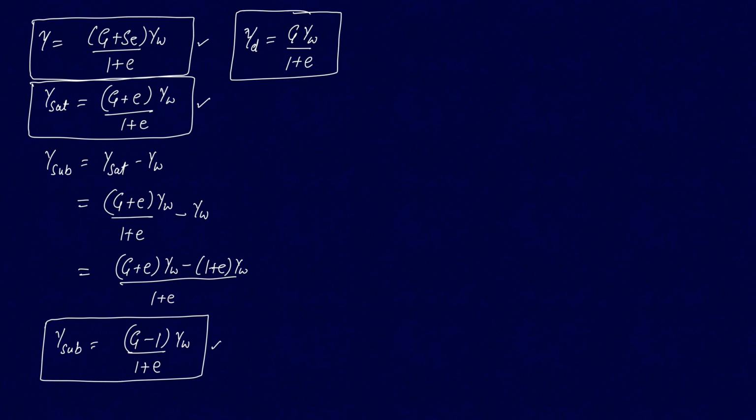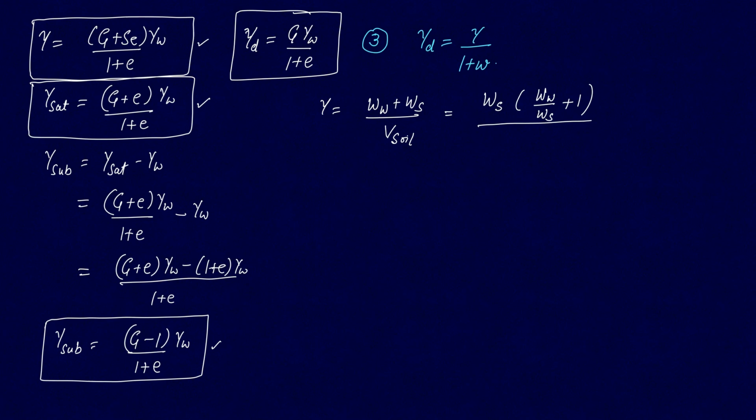Now let us move ahead to the third formula that I want to derive here, which is gamma D equals gamma over 1 plus W. So for that, I again want to write the gamma formula, which is the weight of water plus the weight of solids divided by the volume of soil. If I just calculate the numerator by taking Ws as common here, it will be Ww over Ws plus 1 in the numerator, whereas the denominator is simply the volume of soil.